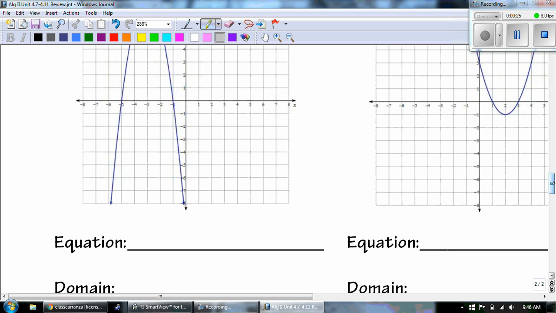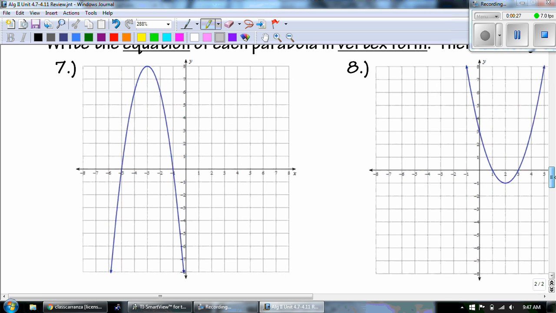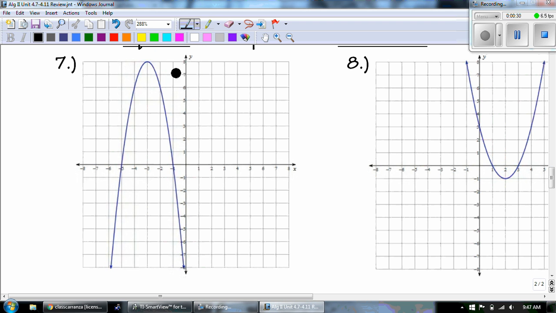Okay, so here we go. The first thing that I want to know is what is my vertex? Okay, so the vertex is -3 and +8. Don't assume it's 10, okay? Look at the numbers to see what it says.